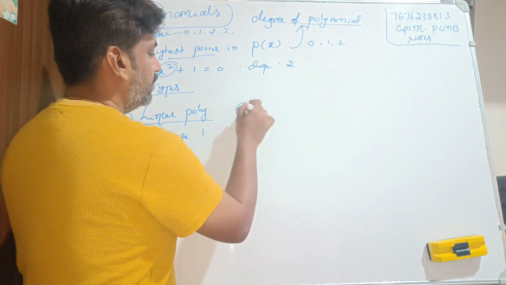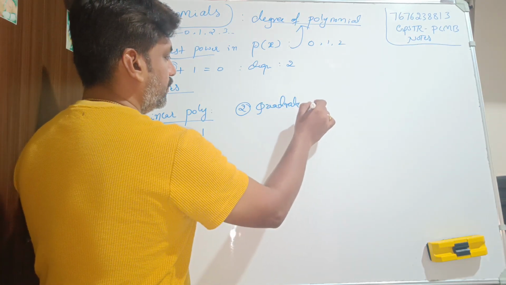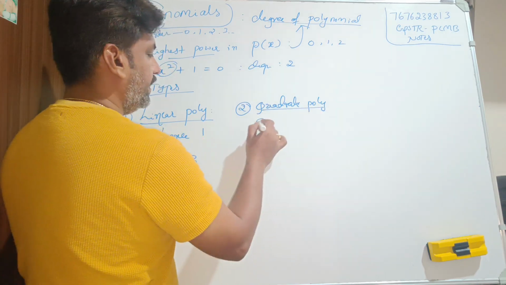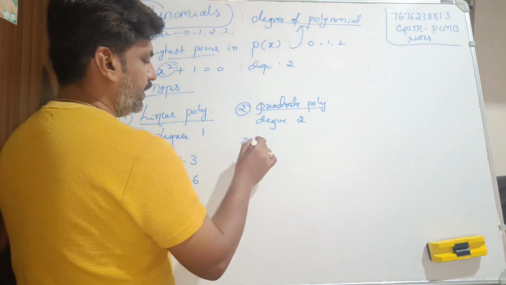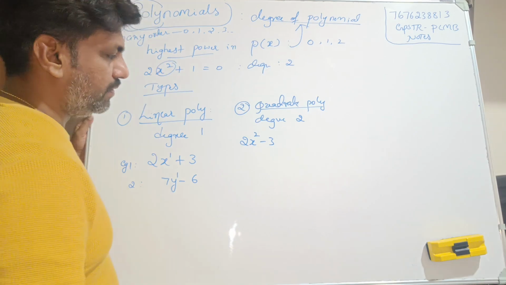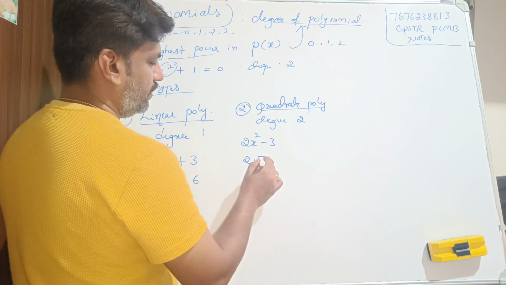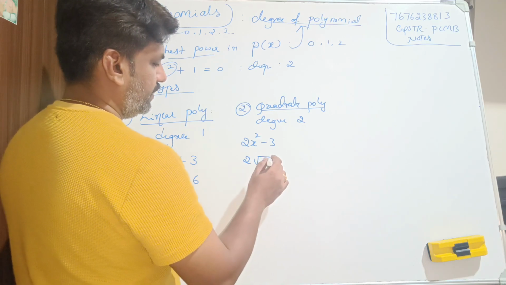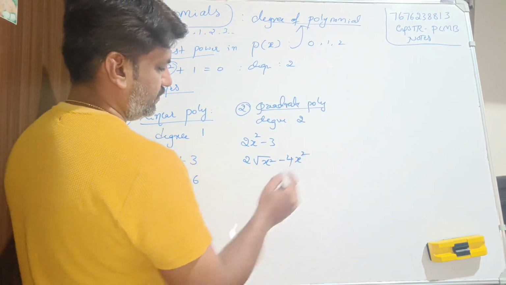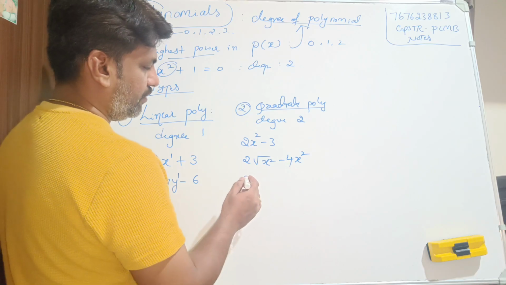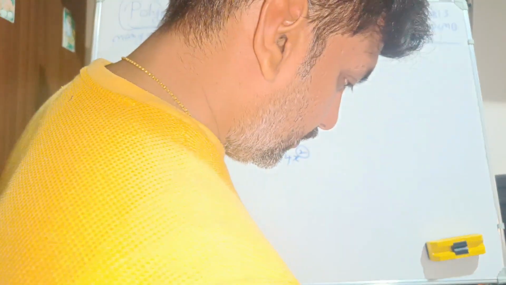What is the second one? The second one is the quadratic polynomial, right? Here it has degree 2. How to write that? For example, 2x square minus 3, or 2 root of x square minus 4, or 4x square, like this. You can write however you want, but it should have the highest power as 2, right? So that you can see.